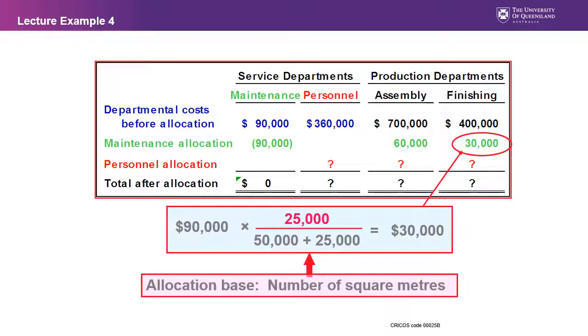And for the finishing department, it only used 25,000 square meters. So same denominator, the amount of square meters for assembly and finishing, and we times that by the 90,000. So the remaining 30,000 is allocated to the finishing department.